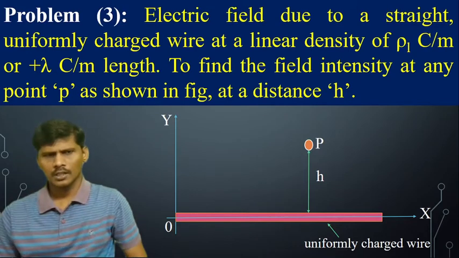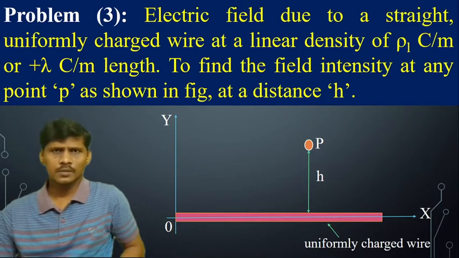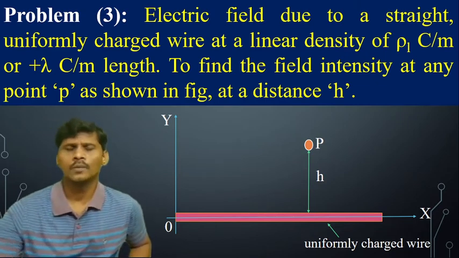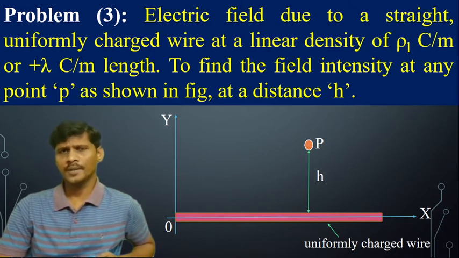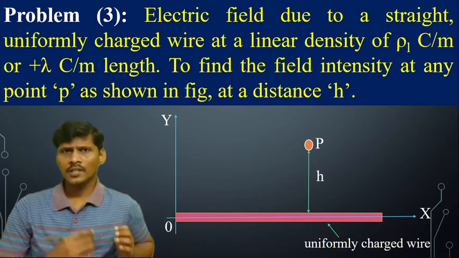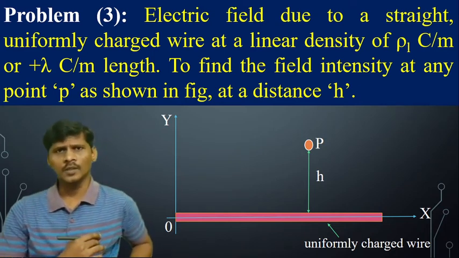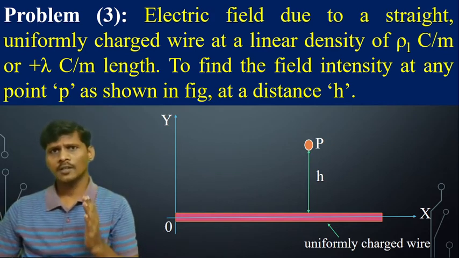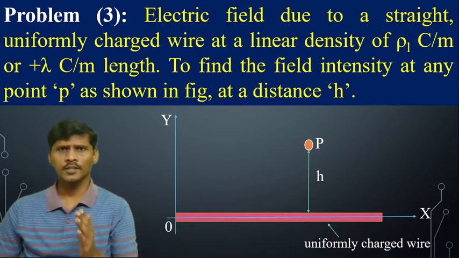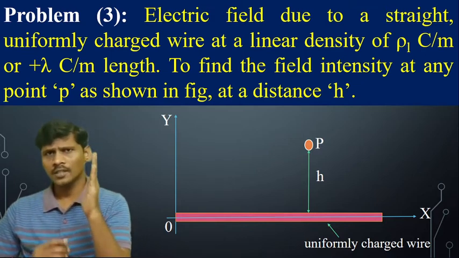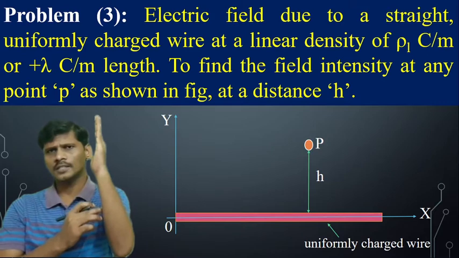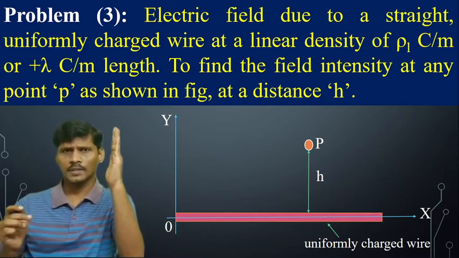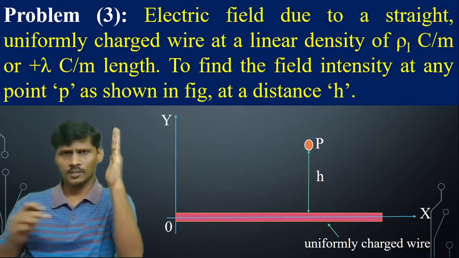Hi everyone. In previous classes, we have discussed electric field intensity due to finite line charge and infinite line charge. In one case, the finite or infinite line charge is arranged lying on the z-axis, and the electric field intensity is calculated on the y-axis at a distance r meters, or y meters, from the line charge.